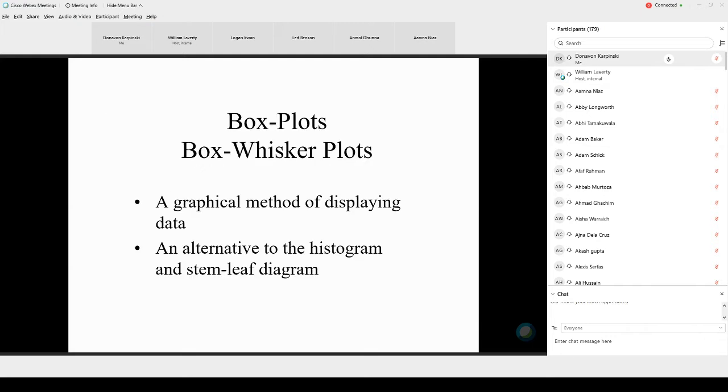Now, what we're going to do is a graphical technique that's an alternative to the histogram, to the stem and leaf diagram. The advantage of this technique is that it's very compact, and you can put on the same graph several data sets for comparison. It's called a box whisker plot.